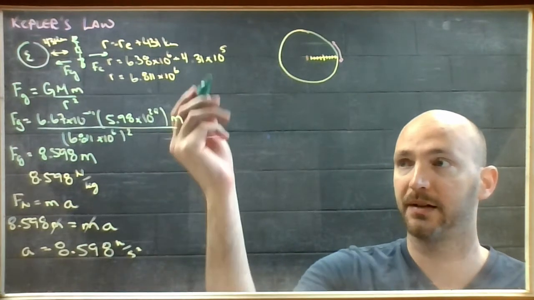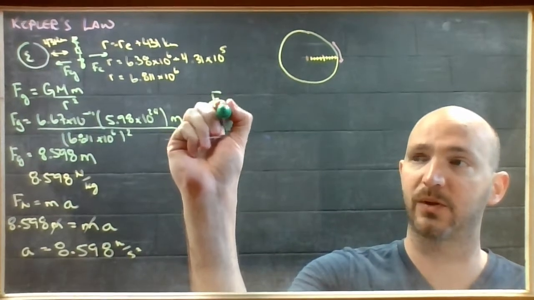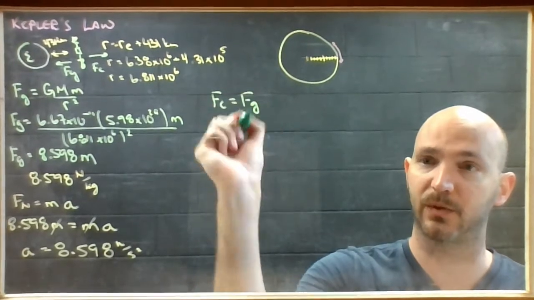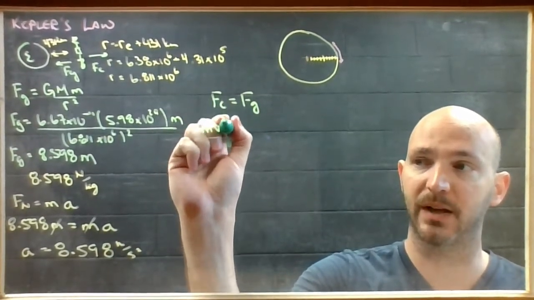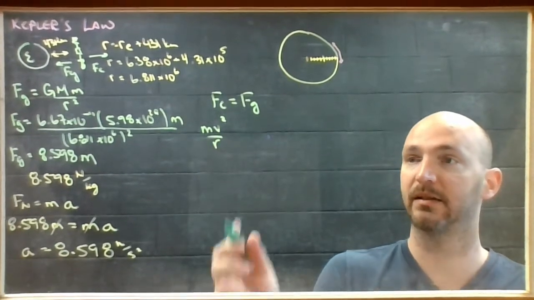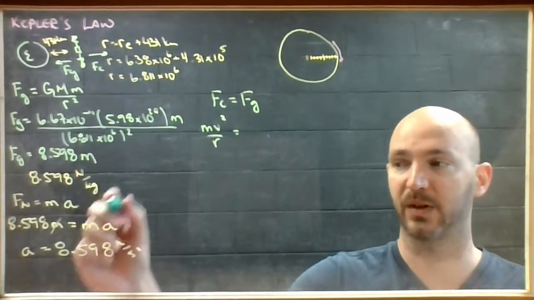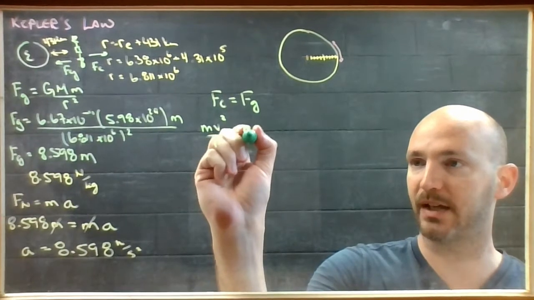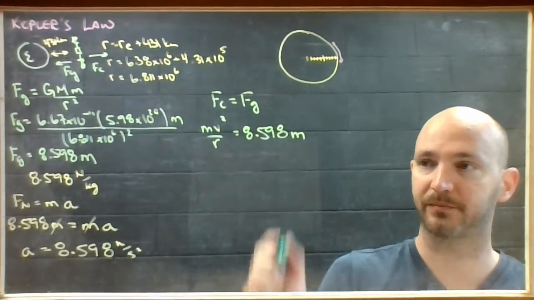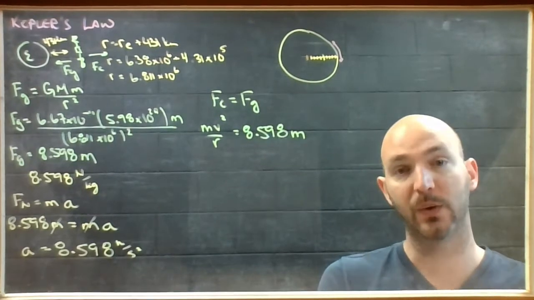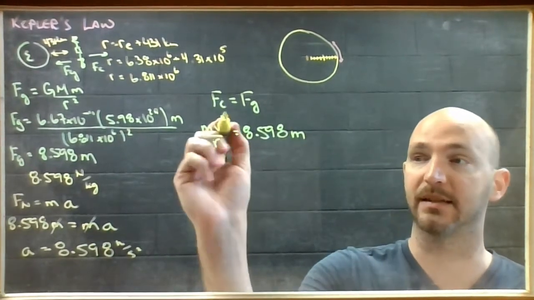All right, so if the centripetal force has to match the gravitational force, and centripetal force is m v squared divided by your radius, and the gravity force I just worked out was 8.598 newtons per kilogram, you notice that immediately my masses divide out.